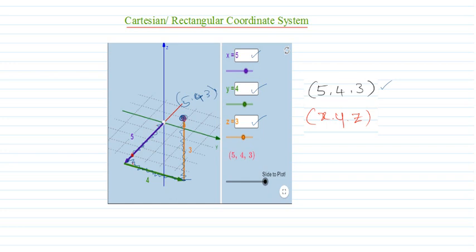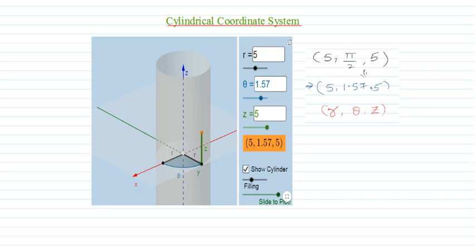Now let us move on to the second coordinate system and its representation, the cylindrical coordinate system. Here we have taken an example of 5, pi by 2, 5. So equivalent numbers are 5, 1.57 and 5. I have entered here r value as 5, theta value as 1.57, and z value as 5. That is equivalent to 5, pi by 2, 5. Now let us see how this is going to be constructed.